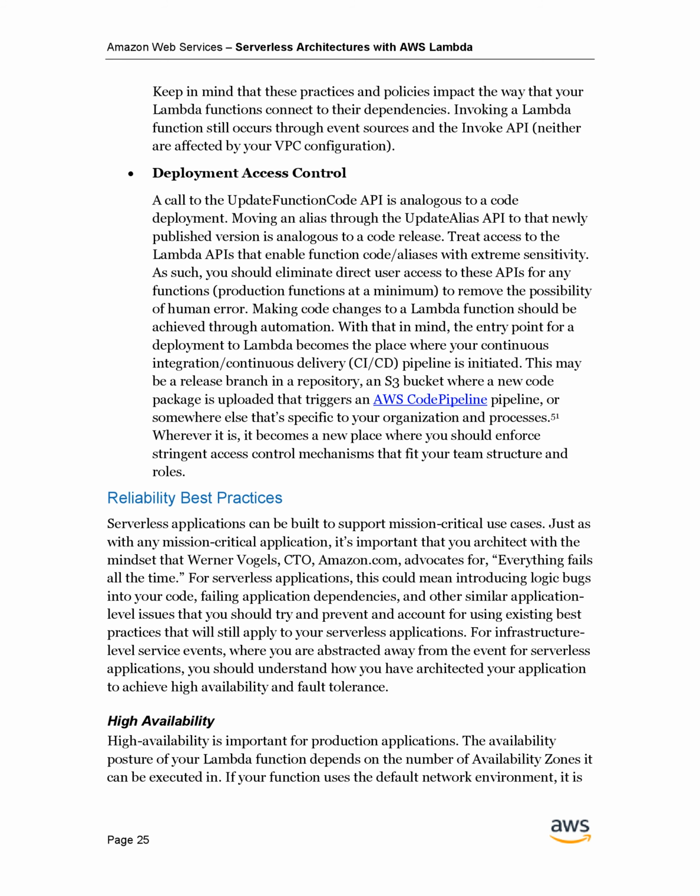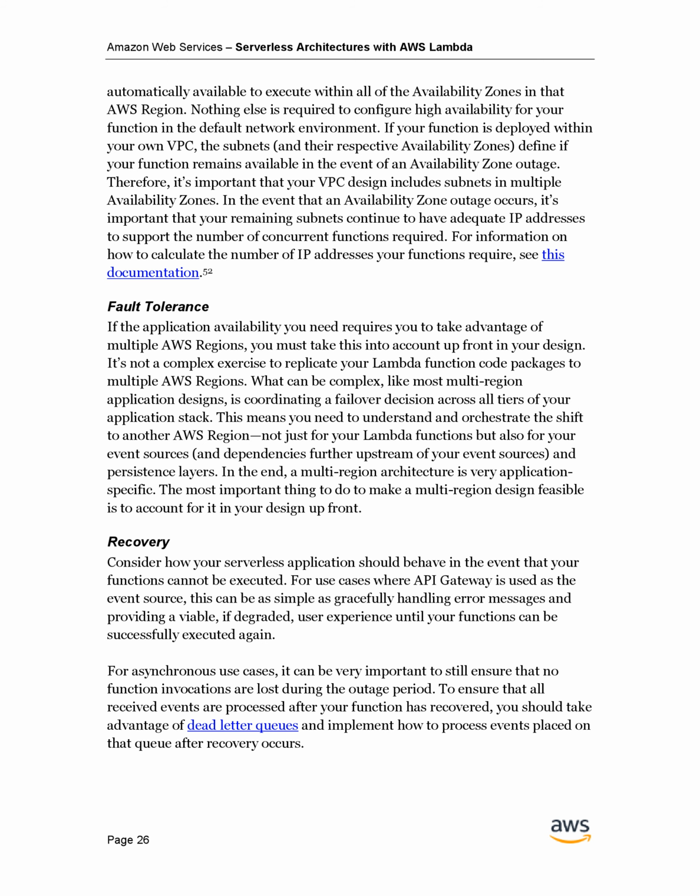High availability. High availability is important for production applications. The availability posture of your Lambda function depends on the number of availability zones it can be executed in. If your function uses the default network environment, it is automatically available to execute within all of the availability zones in that AWS region. Nothing else is required to configure high availability for your function in the default network environment.